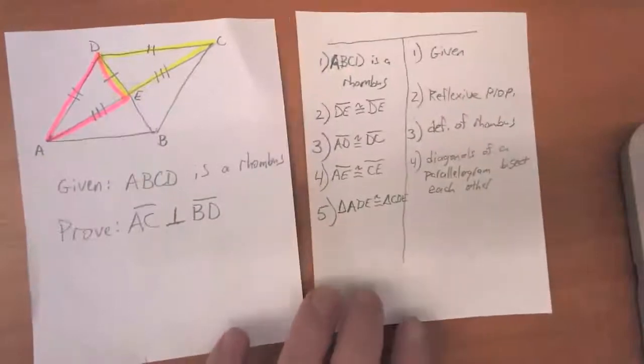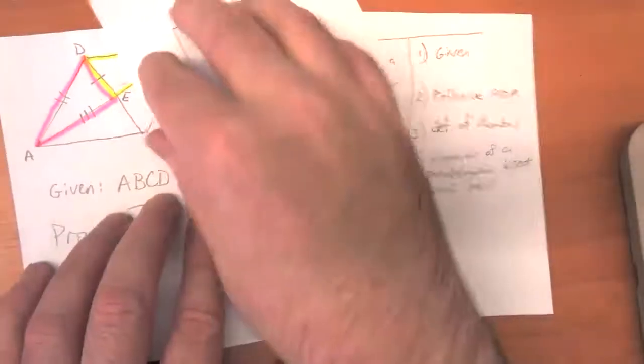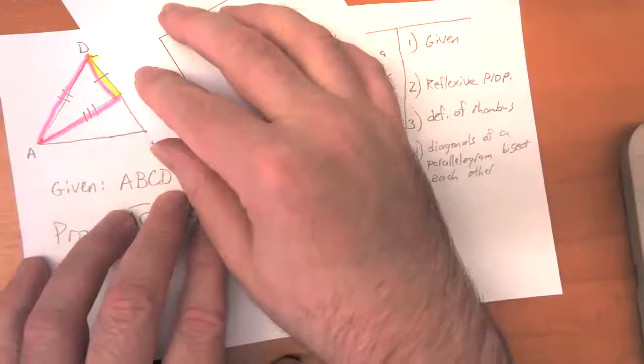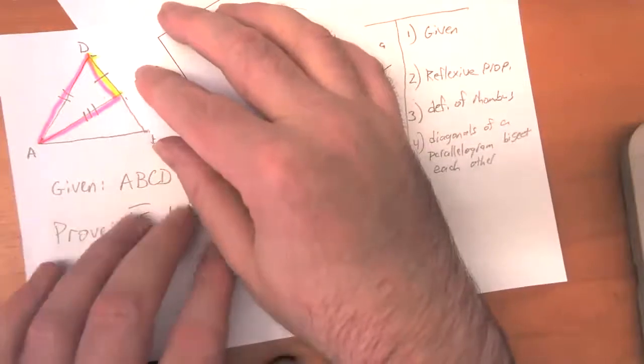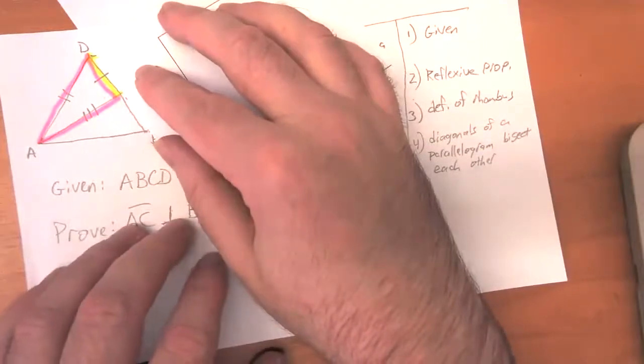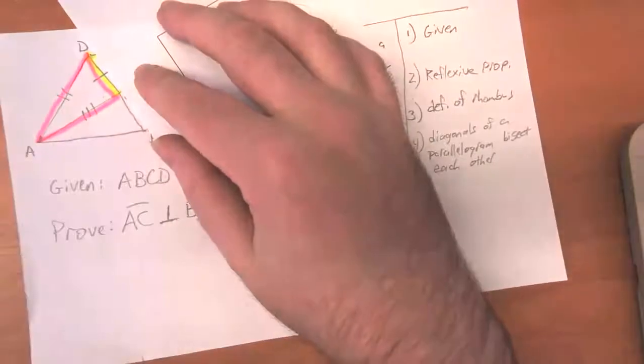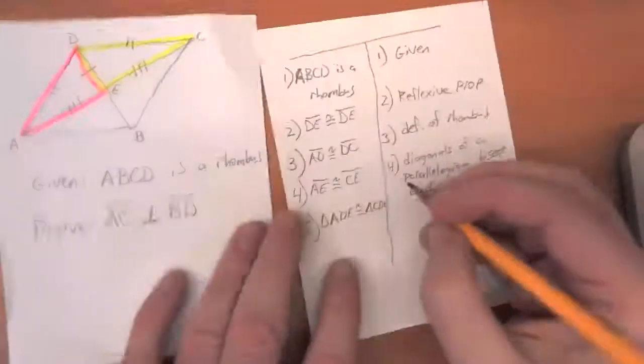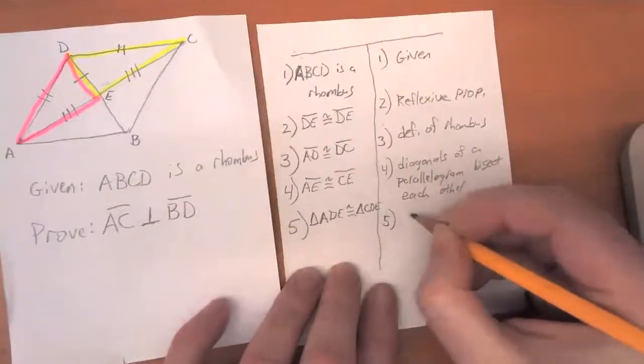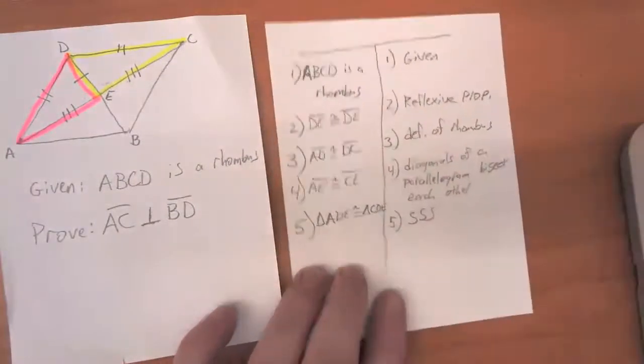And what's my reason for that? Once again, I'll cover up one of these triangles so you can just look at the evidence we've got for one triangle. So all we've got are sides. We've got 3 sides. So our reason for this is going to be the SSS theorem.